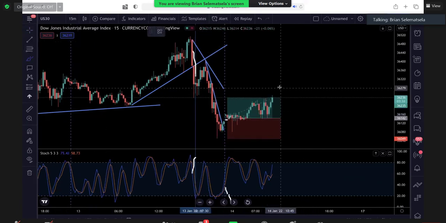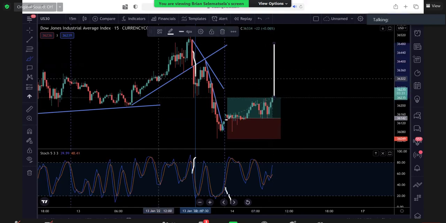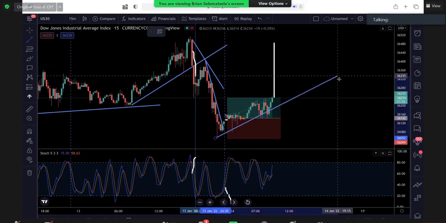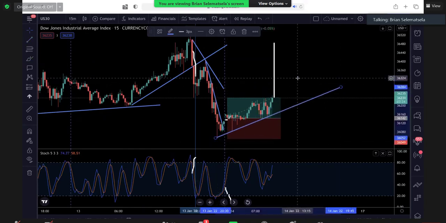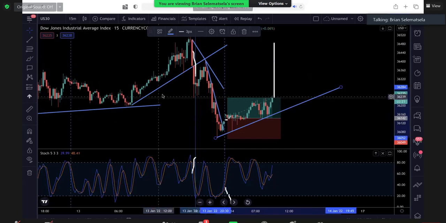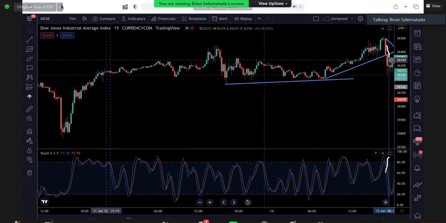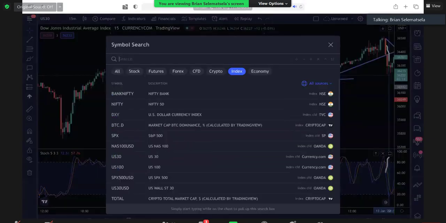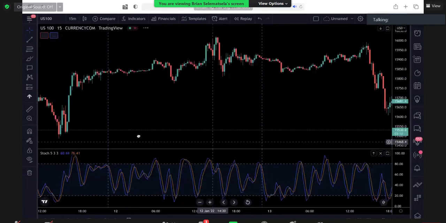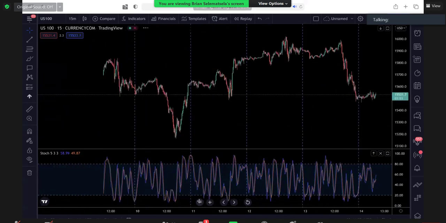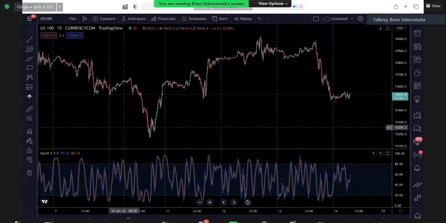So as the market keeps on going up, we'll use this as our footprint. Simple as that. So check NASDAQ. Check what has been happening here.